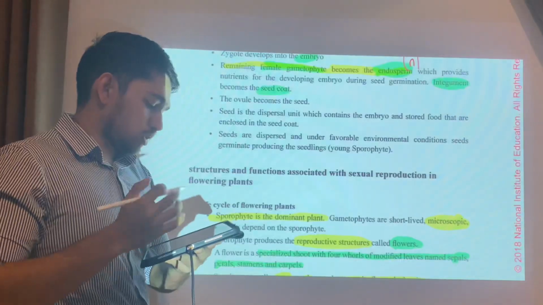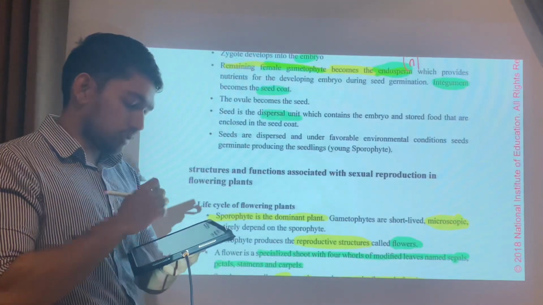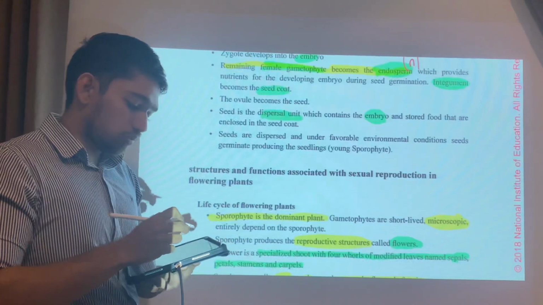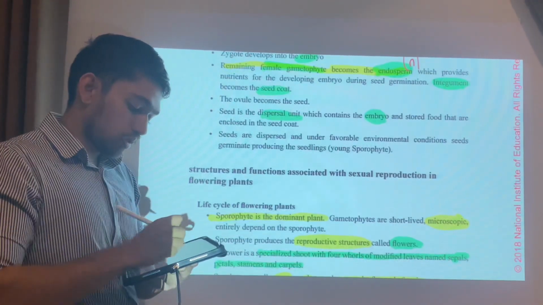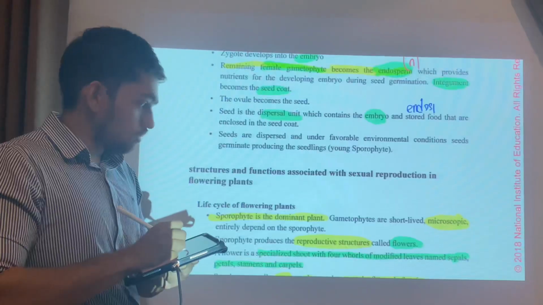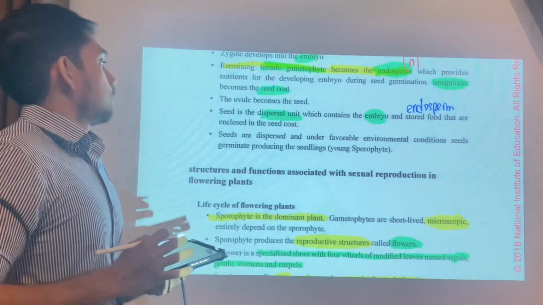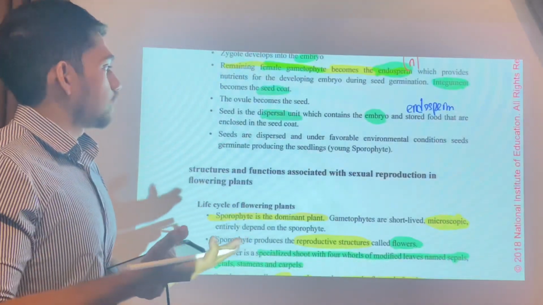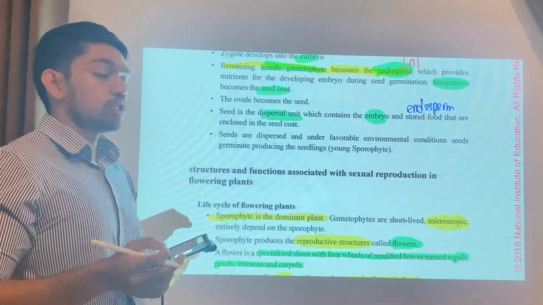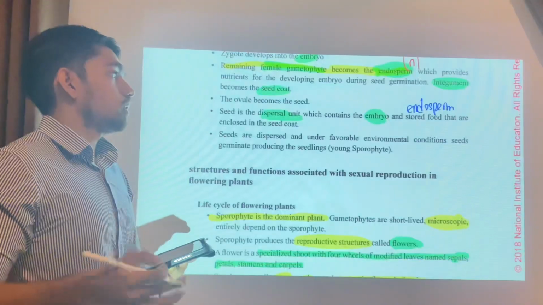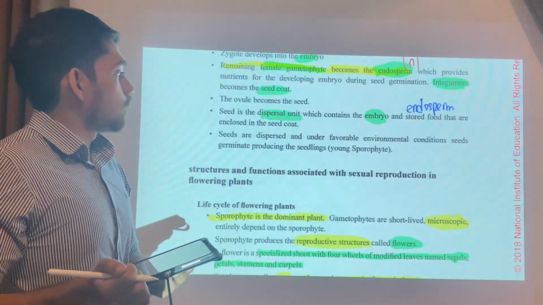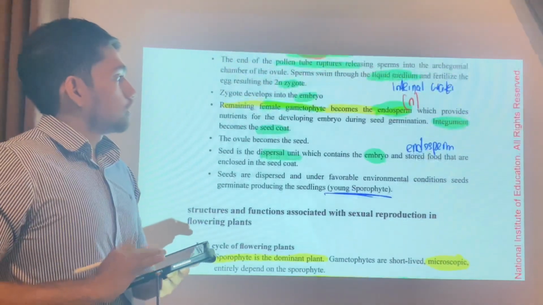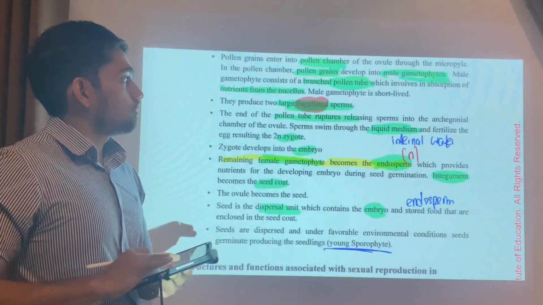Okay, so the seed is the dispersal unit of a seed plant, right? It carries the embryo and the stored food. What is the name of the stored food? Endosperm, right? So that is the dispersal unit. If it gets dispersed into a proper favorable habitat, it will grow into a new young sporophyte. That is basically the life cycle of a Cycas.